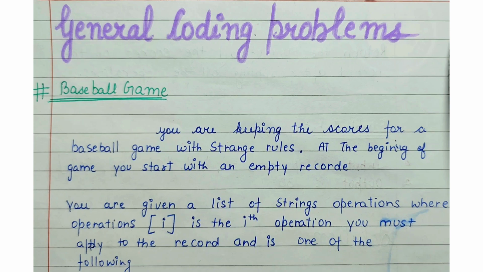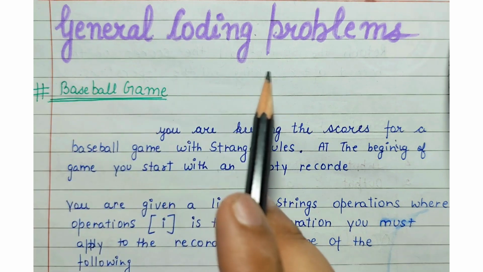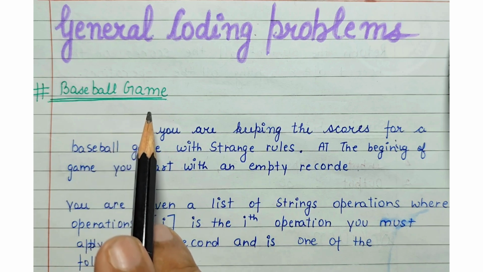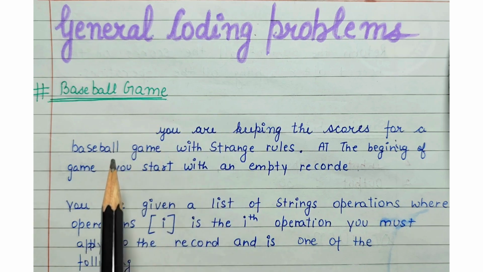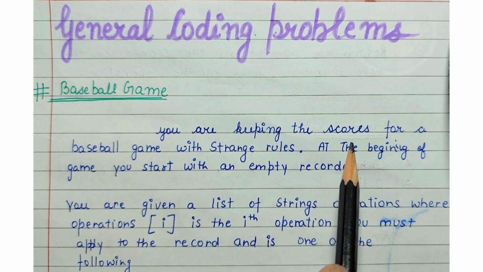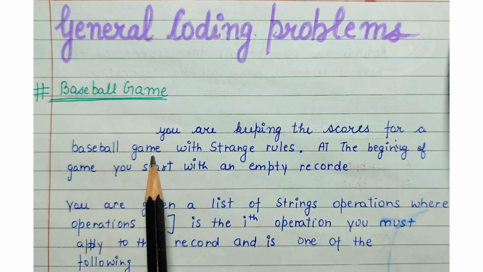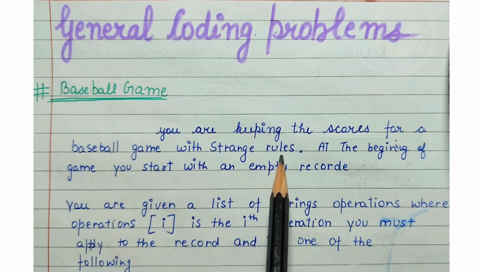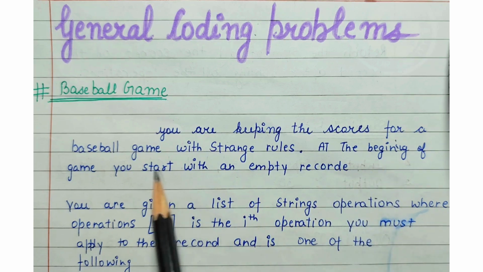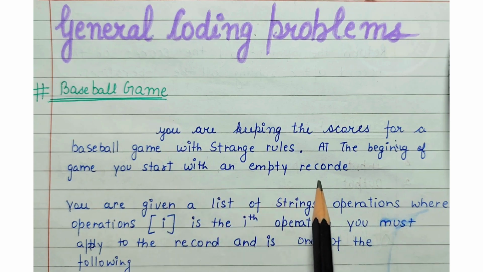In today's session, I will discuss the coding problem, and the title of the problem is Baseball Game from Leetcode. The problem statement is: you are keeping the scores for a baseball game with strange rules. So in this problem, some rules are given to us, and at the beginning of the game you start with an empty record. So at the starting time, records are empty.